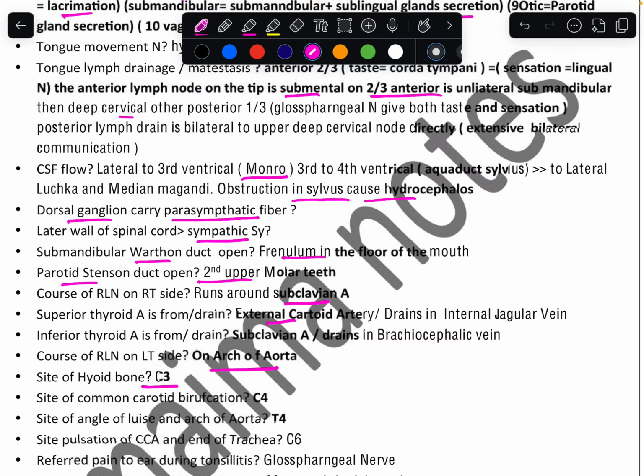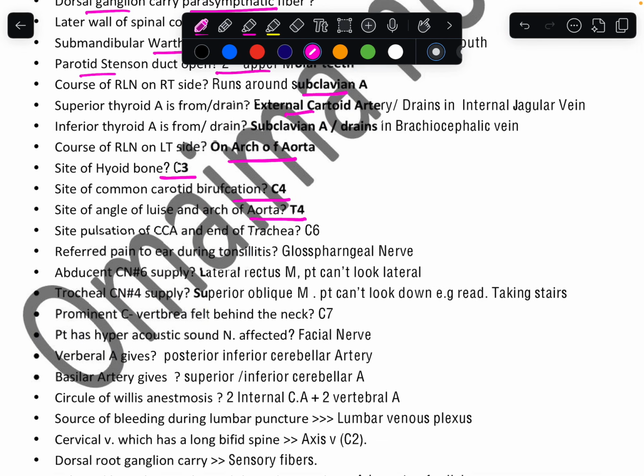Hyoid is C3, bifurcation is C4, cricoid is C4, angle of arch of aorta T4, pulsation of common carotid artery T6. Referred pain in the ear is due to glossopharyngeal nerve. Abducens sixth nerve, lateral rectus muscle: can't look laterally. SO4, superior oblique: patient can't look downward, that is, trouble walking stairs. Prominent vertebra felt behind neck is C7.